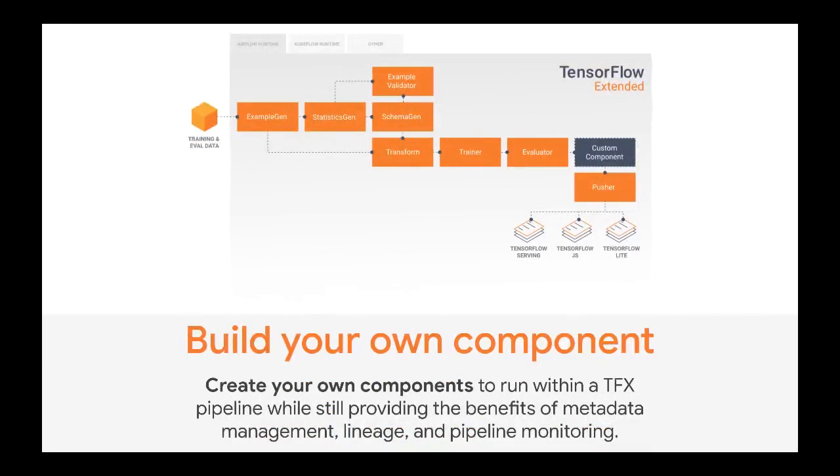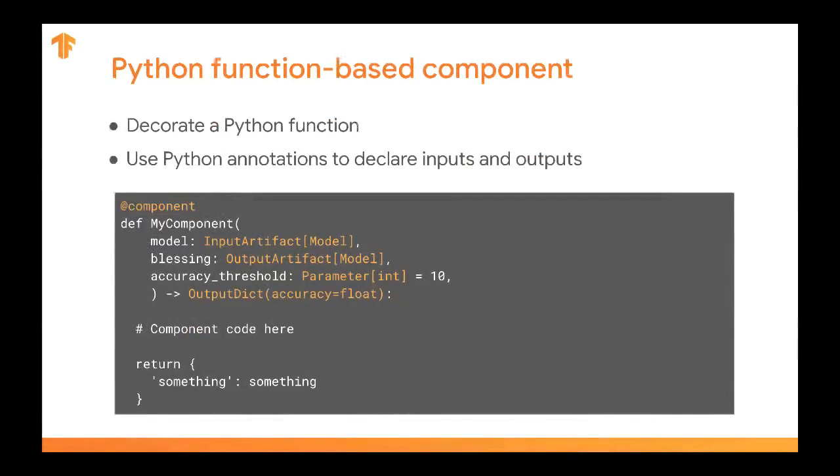When you create a custom component, it gets plugged into your TFX pipeline exactly like a standard component or any other component. For a Python function-based component, we just add the component decorator at the top, and then in the arguments to the function, we add some annotations to define the arguments to our component.